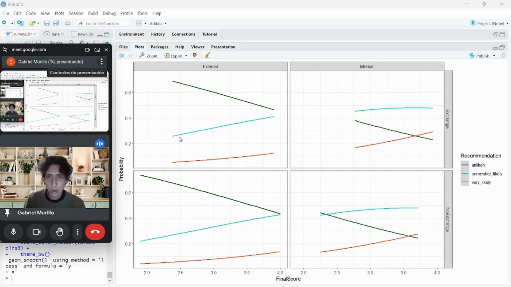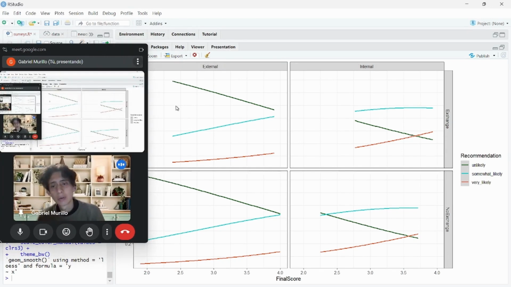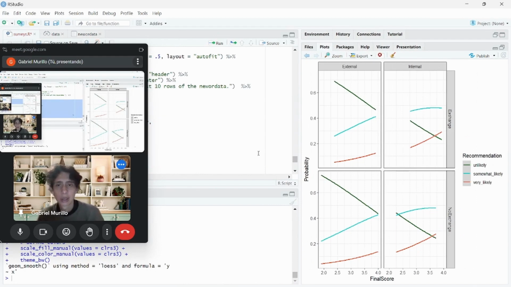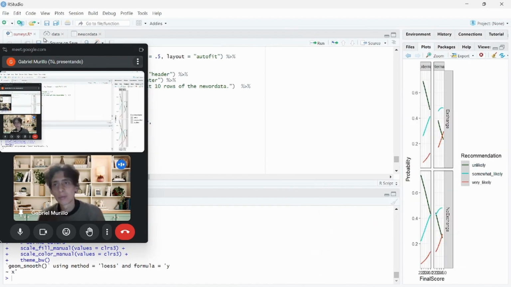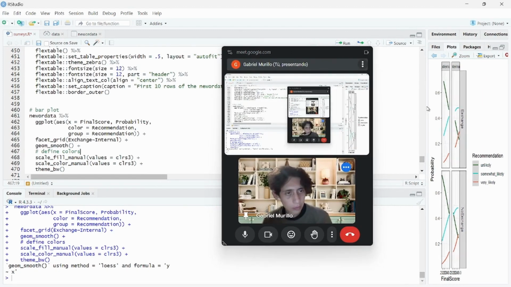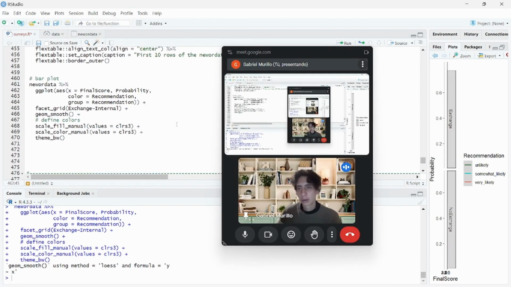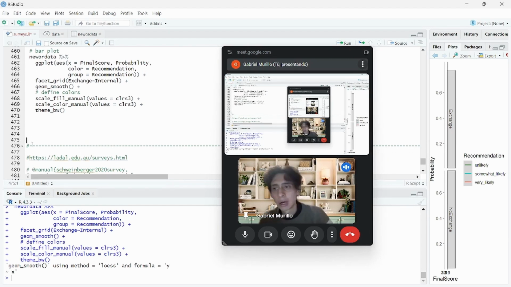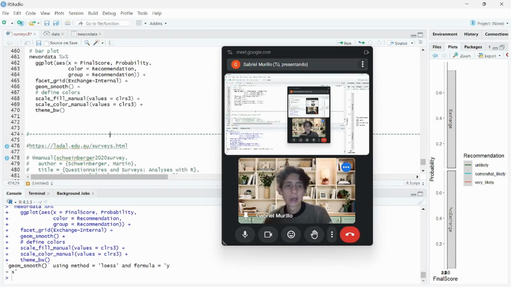Somewhat likely is growing in all cases, and very likely has a very low probability that is increasing in all cases, but it's very low. So that confirms that the graphics and the calculus are all coherent. And we see that this kind of method helps a lot in analyzing and validating datasets that have to deal with surveys and this kind of research methods.